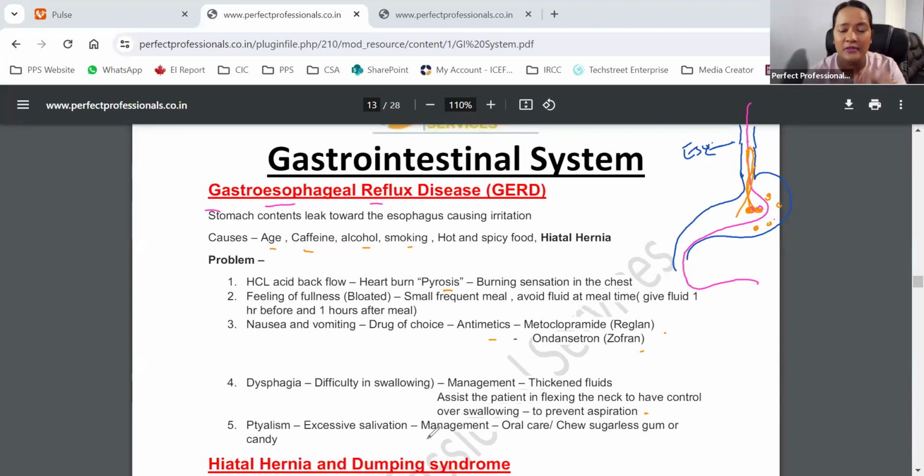Ptyalism is excessive salivation, because what is happening is the patient cannot swallow, so there is a lot of excessive salivation. So we have to give oral care, and have them chew sugarless gum or candy.